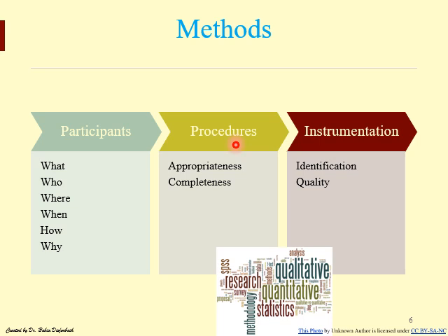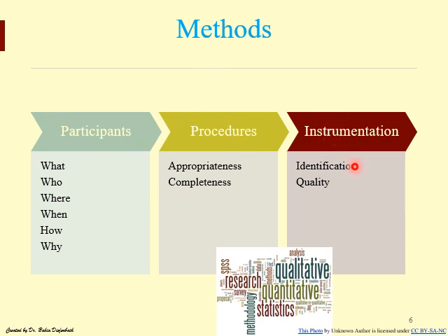Then the procedure. Appropriateness of the procedure. Are these relevant for the research questions and objectives identified for the study? Are these procedures appropriate? And completeness. Was sufficient detail provided about the procedures so that the study can be replicated? The next step, the instrumentation. So all these should be included in the methods.